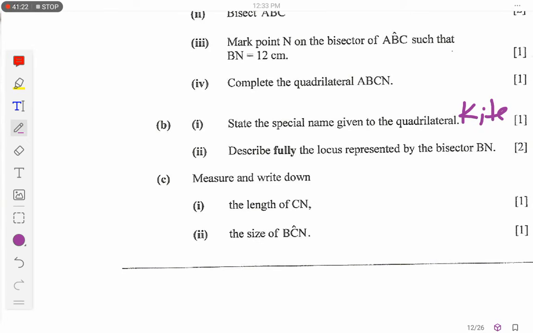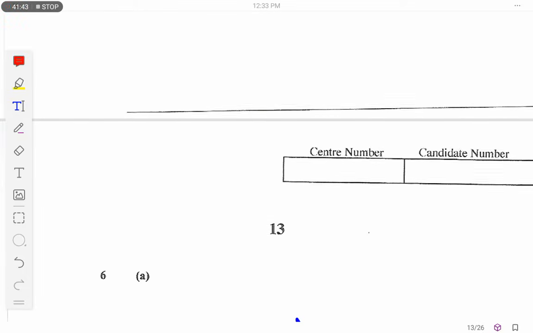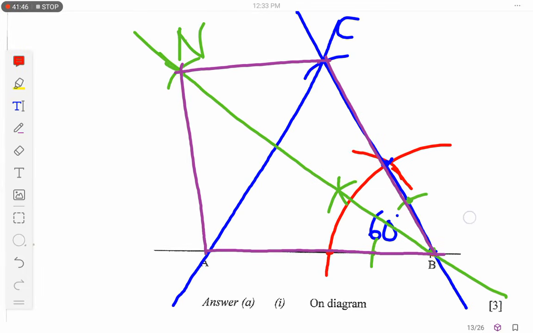Okay, then describe fully the locus represented by BN, the bisector that we had there. What you can say there is BN is the locus of points equidistant from AB and also BC. Then you have fully described the locus. Okay, then they are saying measure the length CN. The CN that we are looking for is this distance there. So it's now a matter of measuring.